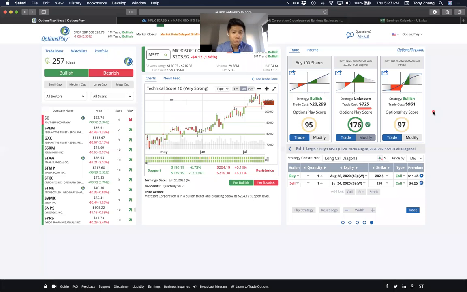Again, if you lose 50%, you cut your losses. If you get to a 75 or 100% gain, start taking partial profits on that trade. But think of calendar spreads as really just a long call where you're reducing the cost of that long call by selling a short-dated call against it.